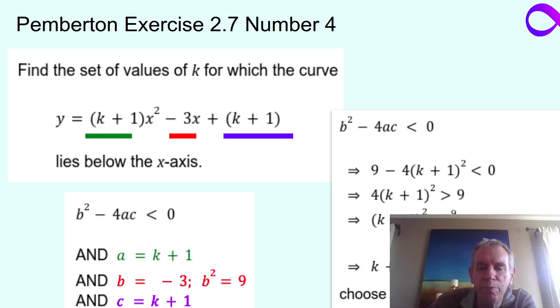Take the square root of both sides, and that tells me that k plus 1 must be either greater than the square root of 9 upon 4, so that's greater than 3/2, or k plus 1 can be less than -3/2. I've been told that a must be less than 0 because the curve is below the x-axis, so I choose the negative solution, and therefore I get the answer k is less than -5/2.